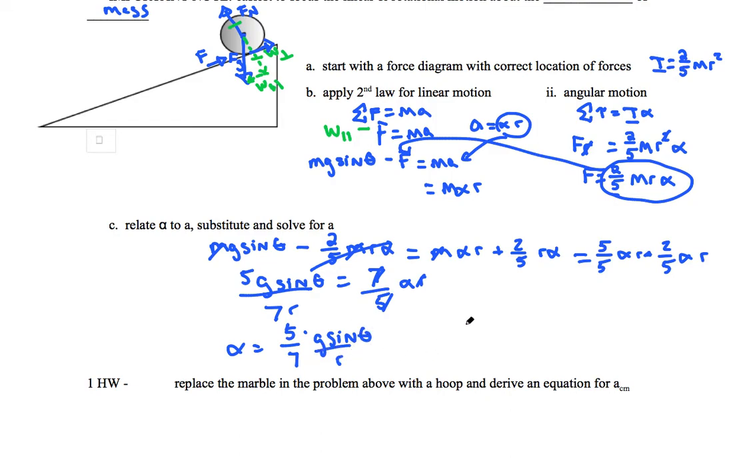Now if I want to get a is equal to alpha times r, I basically take this expression and multiply it by r. So I get 5/7 g sine theta divided by r, so that's my alpha, times my r. So the r's cancel out, and I just get 5/7 g sine theta.